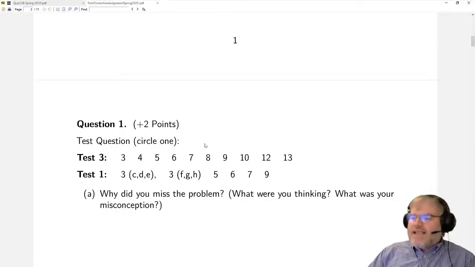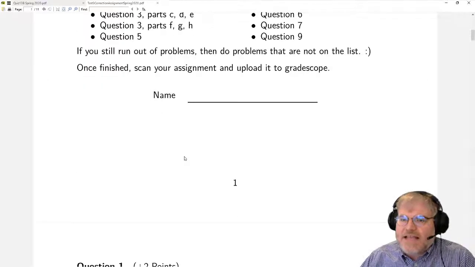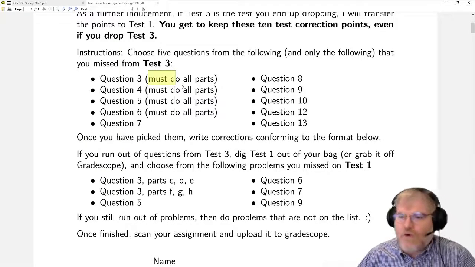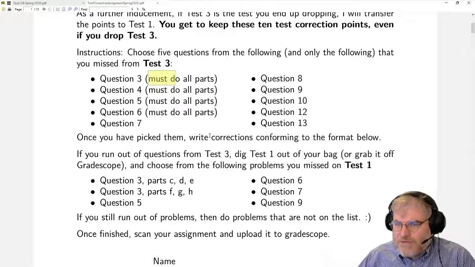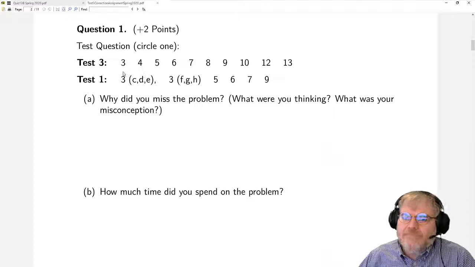So the idea here is that what you need to do is correct your things. Just like last time, but this time, if you only missed one part of question three, you still have to do the whole page of question three, all the parts. Okay, does that make sense? And then you can circle which one you're doing.